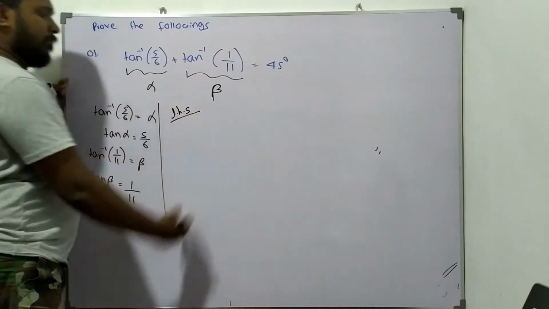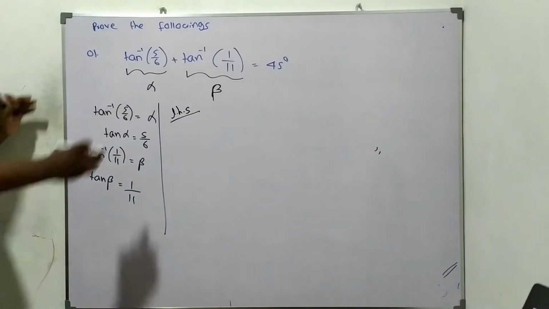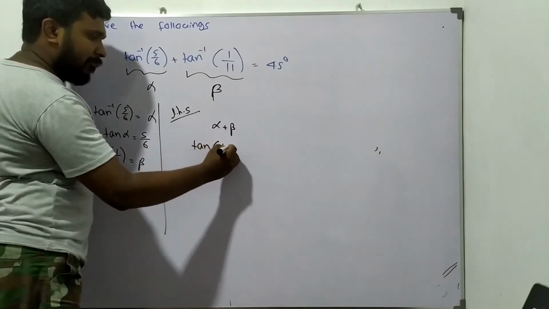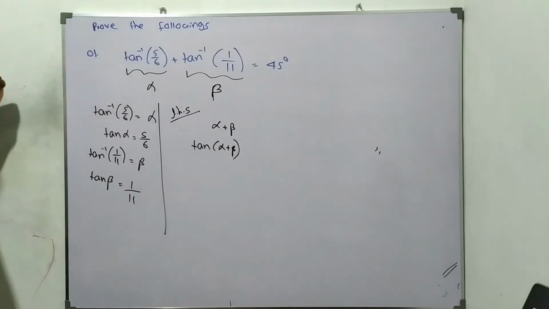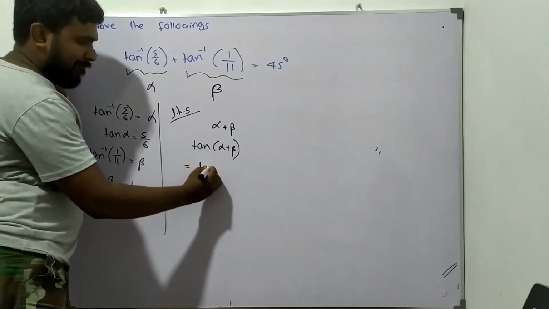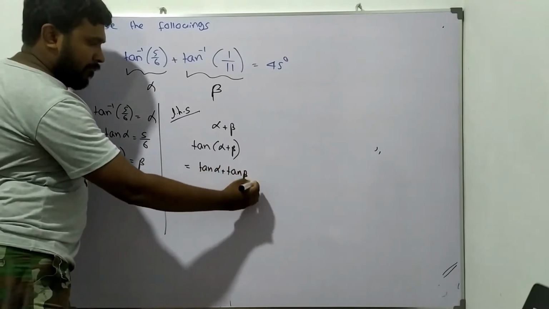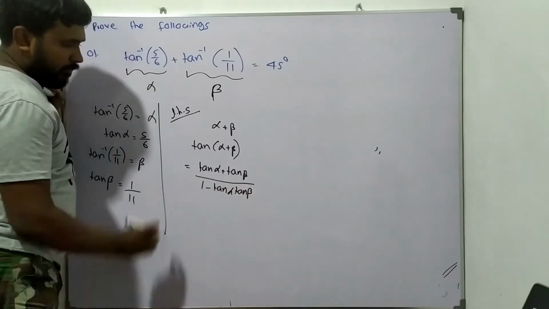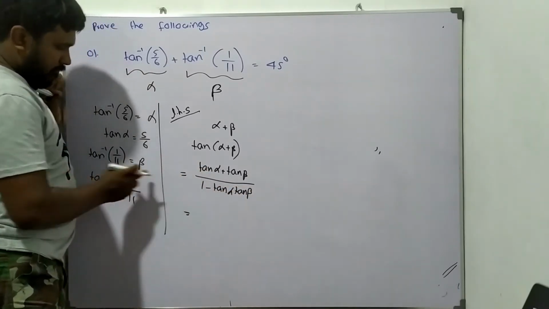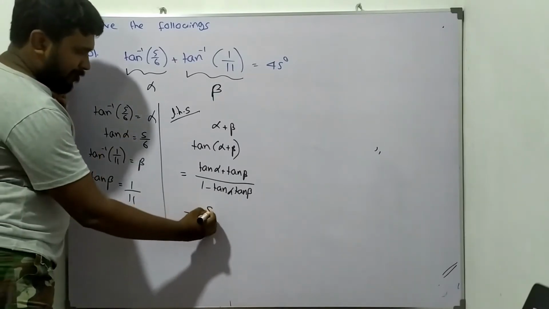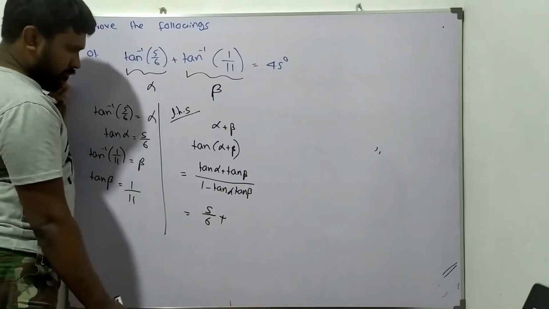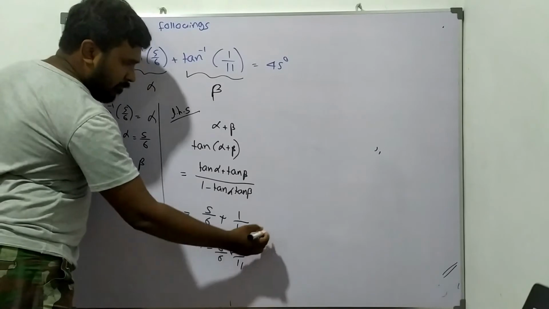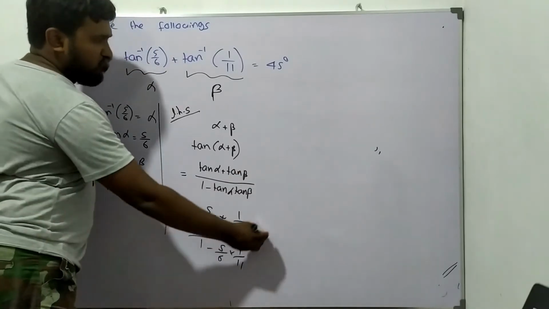In the left hand side we have alpha plus beta. So I'm taking tan of alpha plus beta, because we have tan alpha and tan beta. So I put tan alpha plus beta, and we can expand it like tan alpha plus tan beta over 1 minus tan alpha tan beta. So now we can substitute the values, 5 over 6 plus 1 over 11 over 1 minus 5 over 6 times 1 over 11. Likewise we can simplify it.